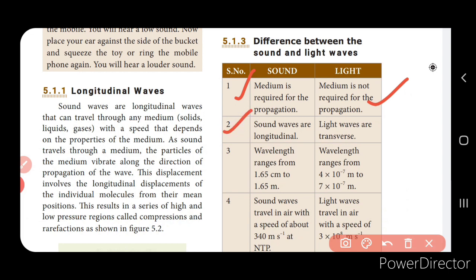Now the sound waves are longitudinal waves, while the light waves are transverse waves, where you have the crests and alternating troughs, right?